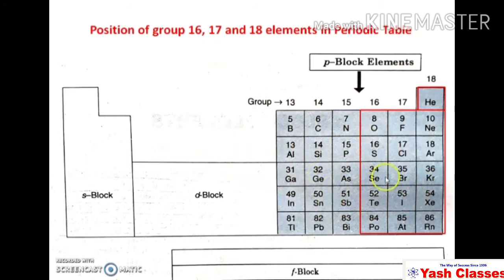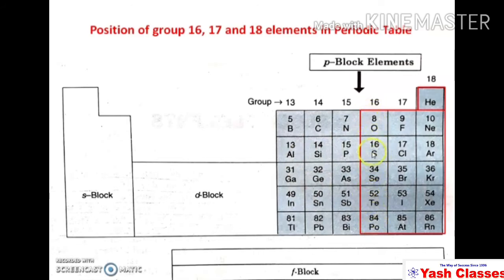Now just focus on these p block elements. In the p block, as I said, there are 6 groups, group number 13, 14, 15, 16, 17 and 18. Group number 13 is the boron family. Group number 14 is the carbon family. Group number 15 is the nitrogen family. These 3 groups we already studied in standard 11.